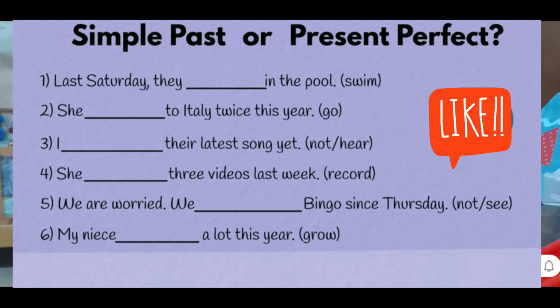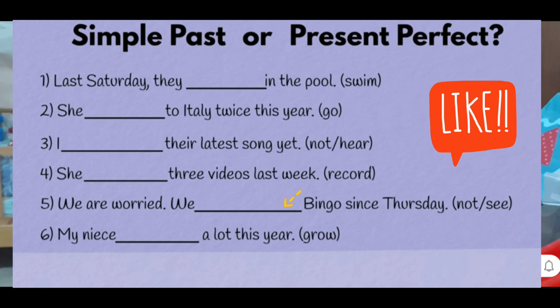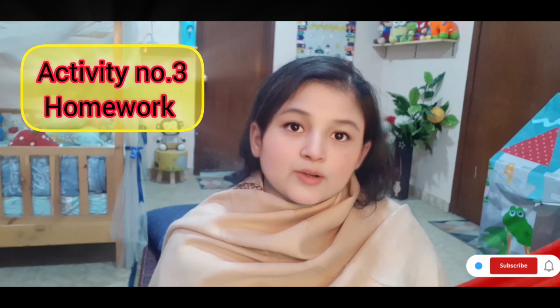Recorded is going to come. Number 5. Shows the duration of time from the past Thursday to the present. It should be written in present perfect tense. Have not seen. Number 6. It shows the change over time, hence present perfect tense is going to be used. Has grown.